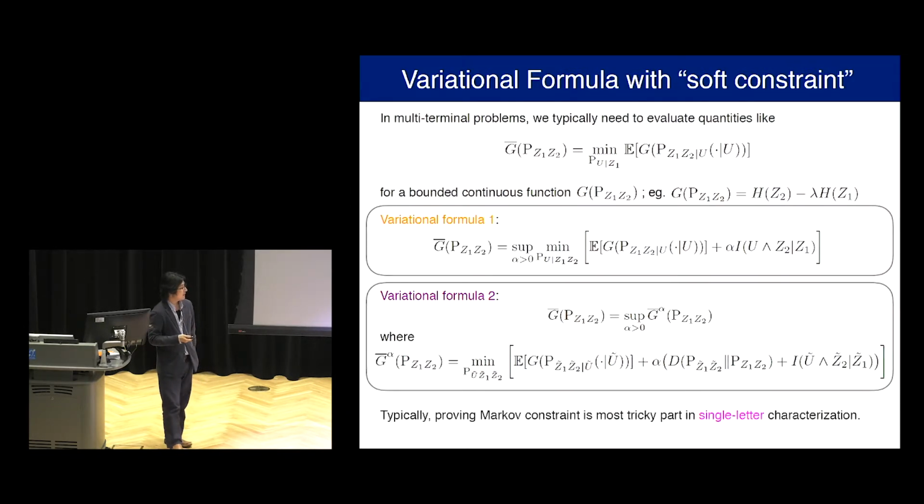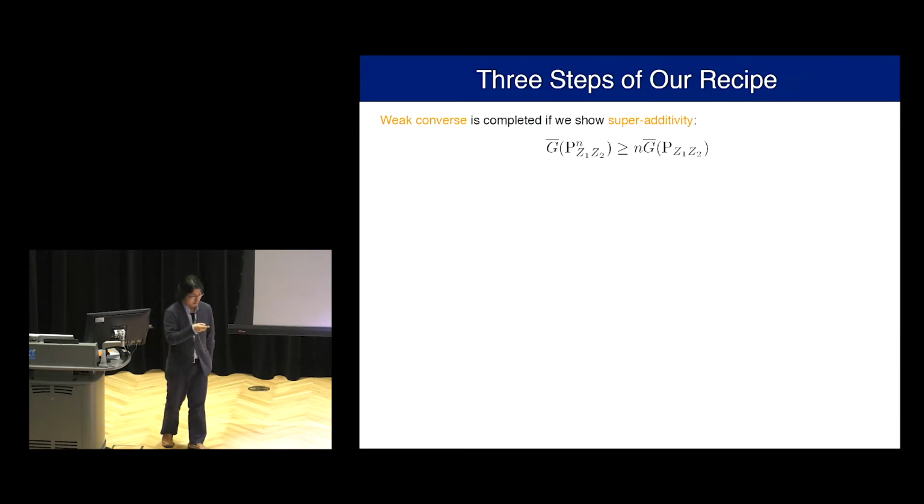And as I said, in multi-terminal problems, proving the Markov constraint, especially in the single letter characterization argument, is the most difficult part. So introducing this kind of penalized formula has a lot of advantages. Okay, here let me explain the three main steps of our recipe. Proving weak converse is completed if we can show this kind of super additivity, the single letter characterization argument.